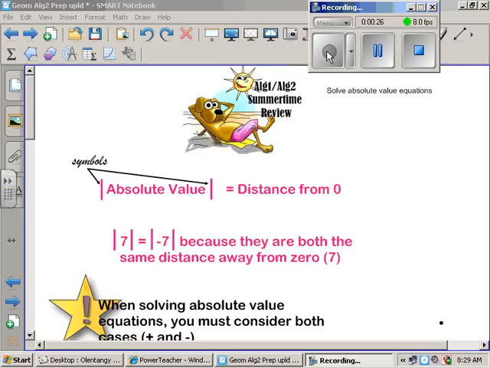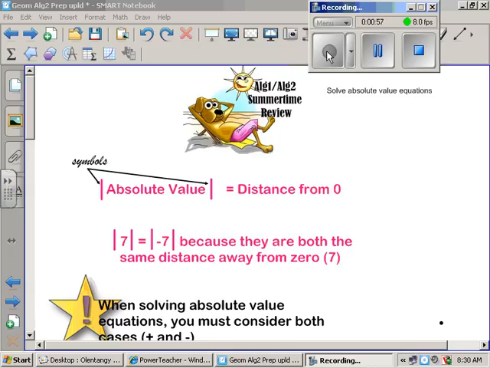Distance, you think about it: if I walk 1, 2, 3 steps this way, I'm 3 steps away from Cameron, right? Now I'm going to go the opposite way. How many steps am I away from Cameron? 3. I'm still 3 away. Even though I went the opposite way, shouldn't I be negative 3 steps away from him? No. Distance is distance. It doesn't matter which way I go.